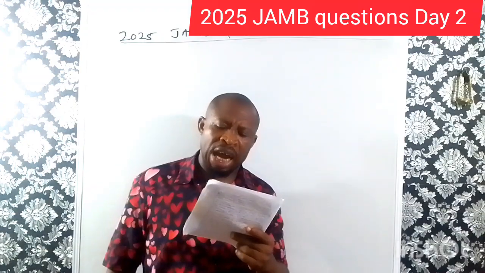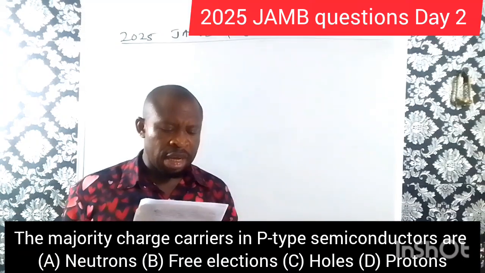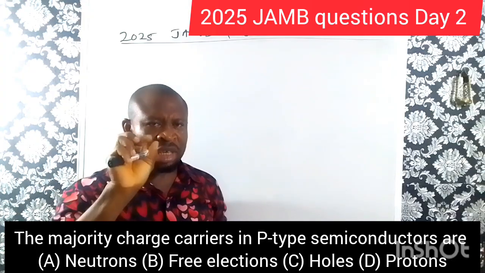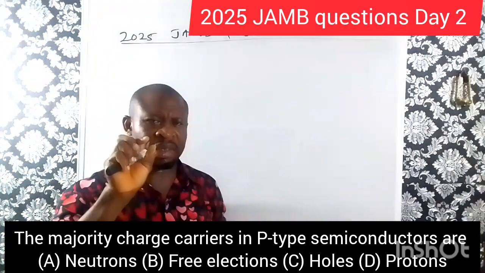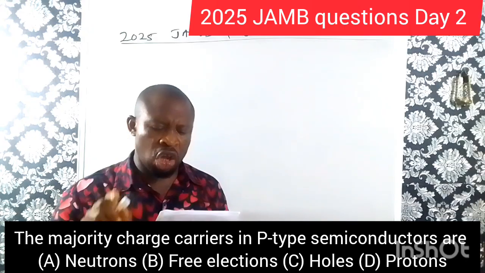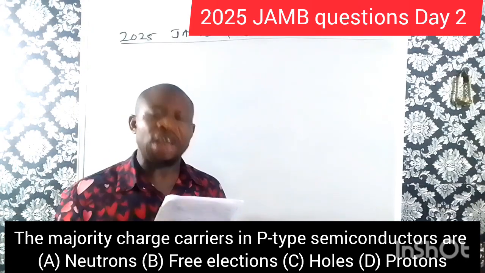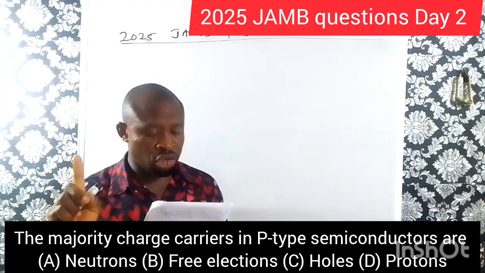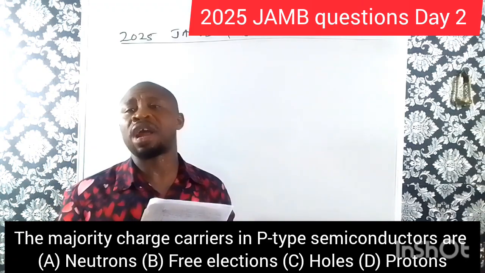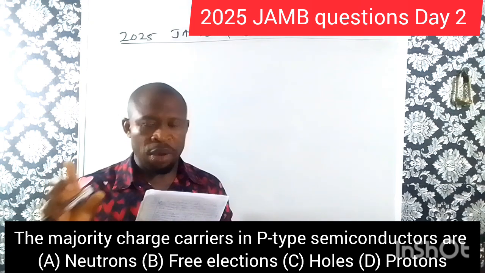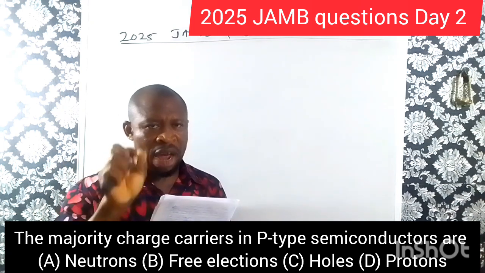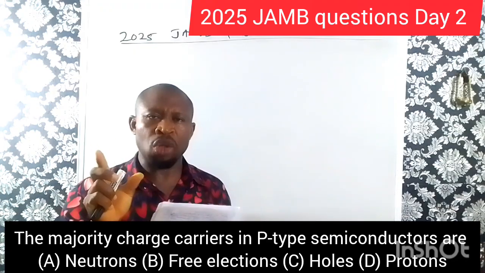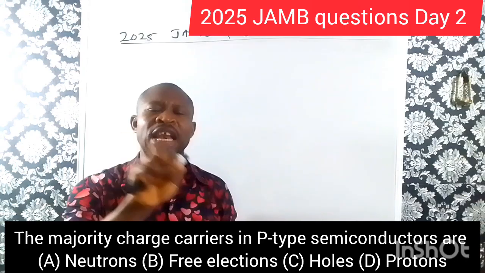The majority charge carriers in P-type semiconductors are. We have the neutrons, not among the options. We have the free electrons. We can consider that. We have C, the holes, D, the proton. Now it is between the holes and the proton.